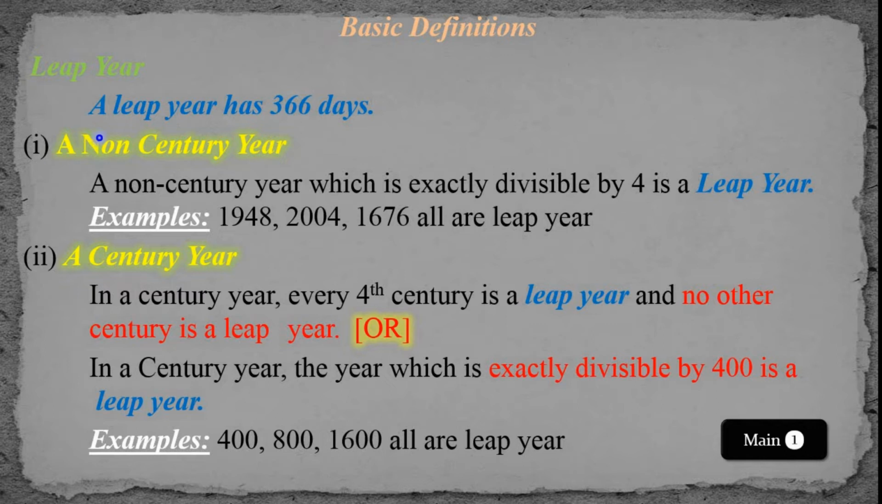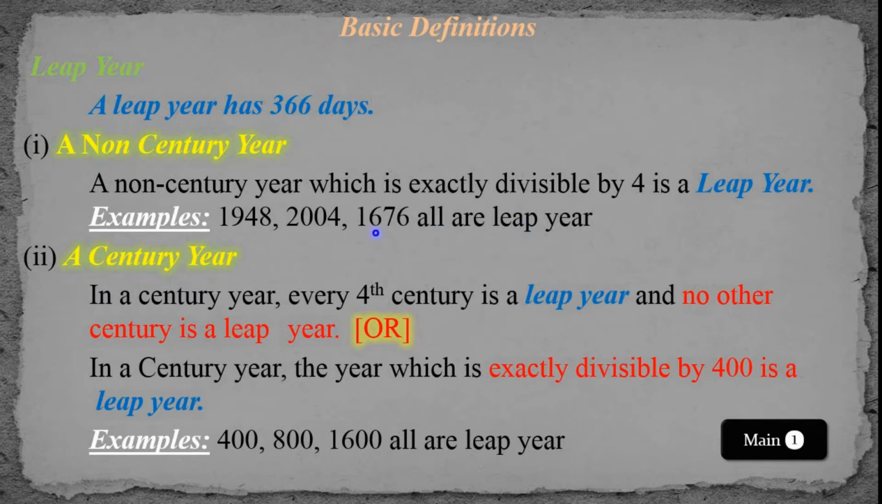There are two different ways of finding the leap year, according to a non-century year and a century year. Let's first see for a non-century year. A non-century year which is exactly divisible by 4 is a leap year. Exactly divisible by 4 means when we divide the given year by 4, we must get remainder 0. Examples: 1948, 2004, 1676, all these are non-century leap years.